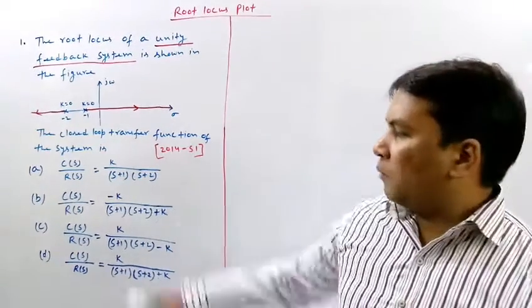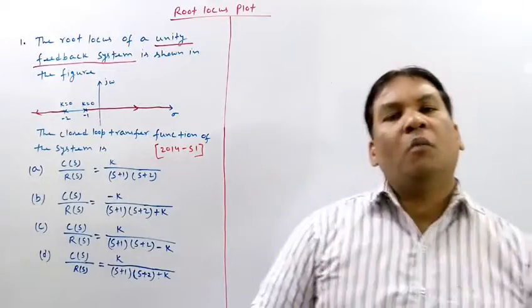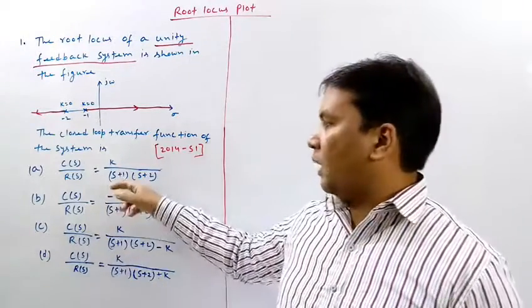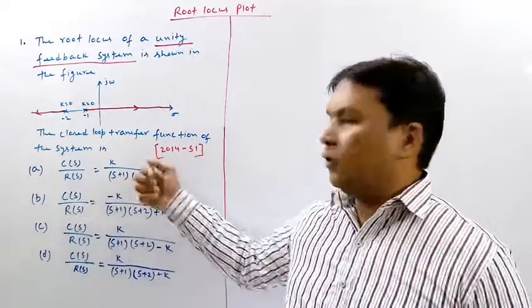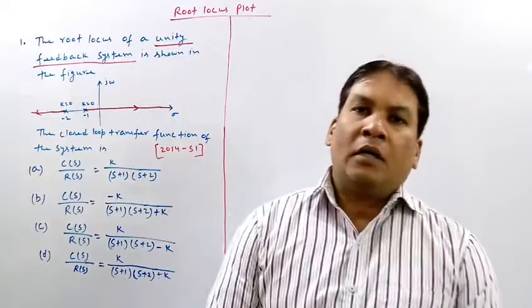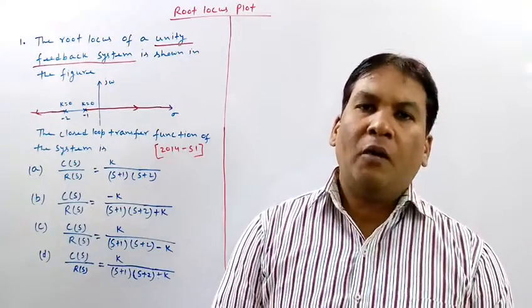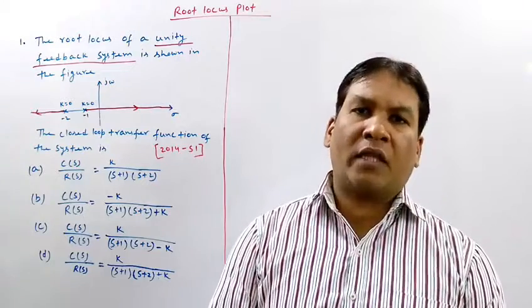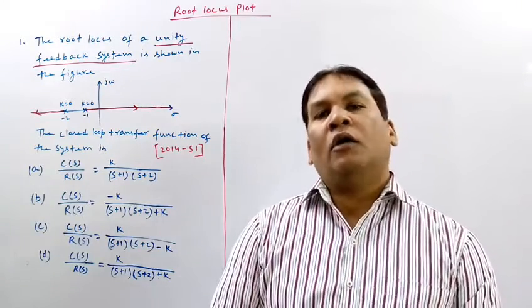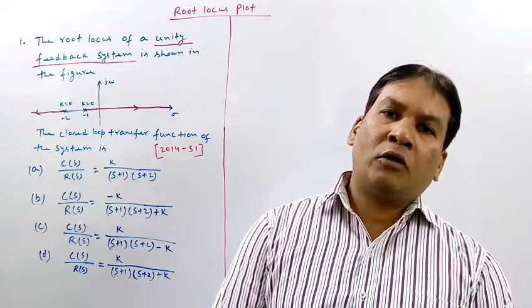Suppose there is more than one variable. Suppose here there is K, and there is also alpha somewhere in the numerator or denominator. Then if alpha is also varied, for different values of alpha we will get different root loci. Those loci in whole are called root contours.